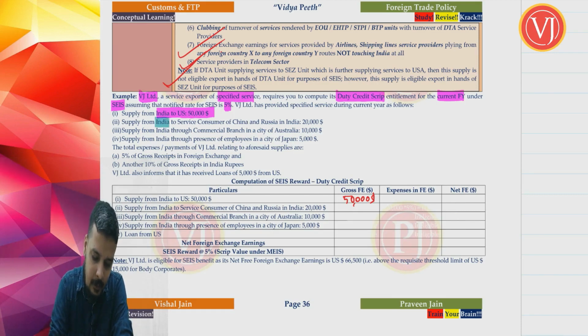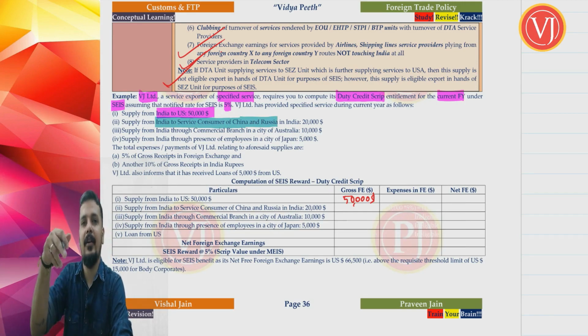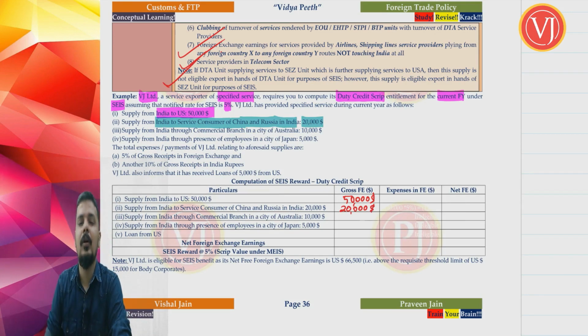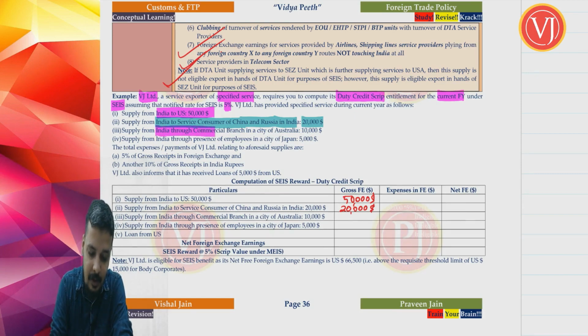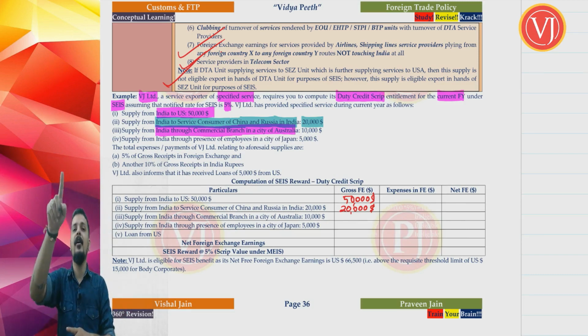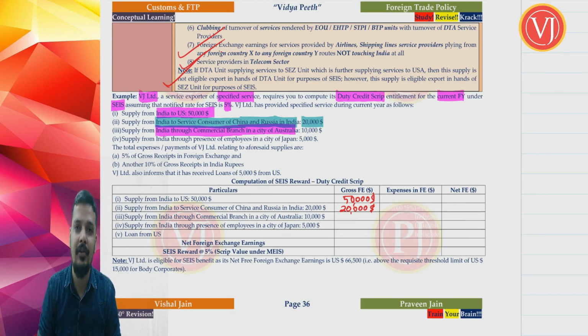Supply from India to service consumers of China and Russia. So these consumers of China and Russia have come to India, but they have paid in convertible foreign currency $20,000. Whether that is counted? Yes. So it is India to consumers of a foreign country in India, that is also counted. Now friends, if you are talking about India to a commercial branch in a city of Australia, which means that now the Indian company is having a branch in Australia, through that branch it is providing services to an Australian client, that is not counted. That is not at all counted.